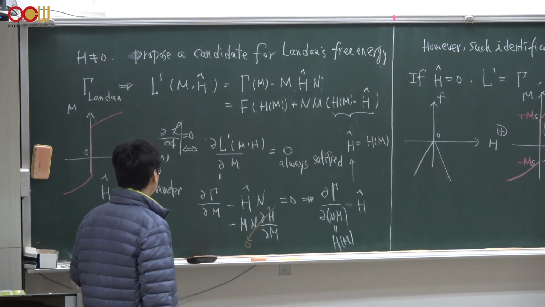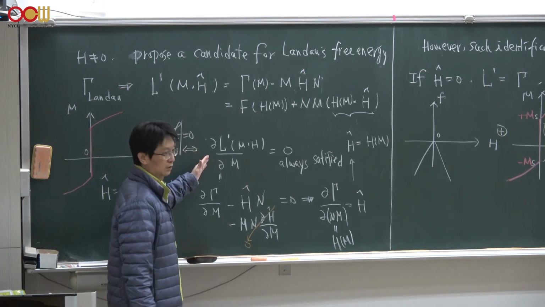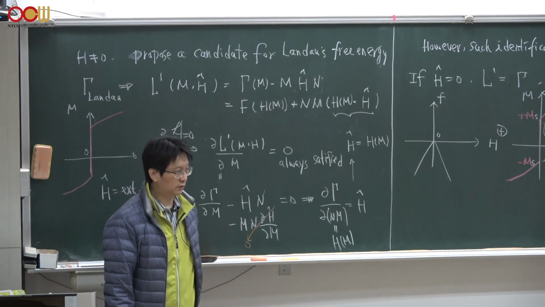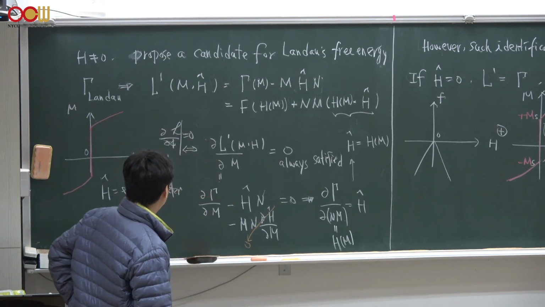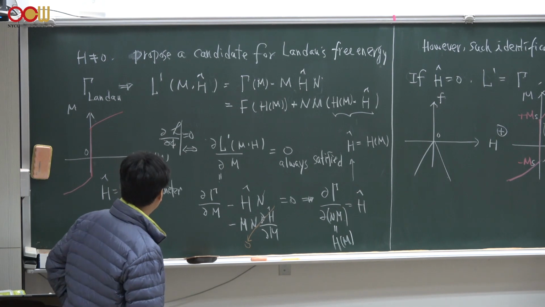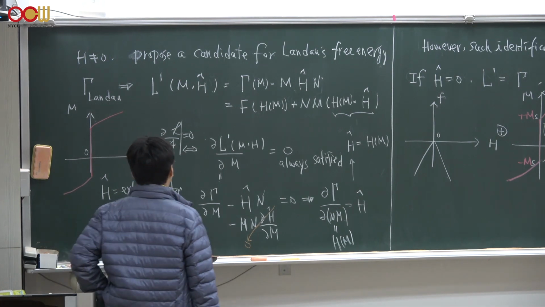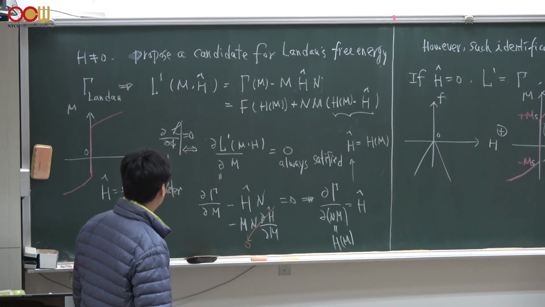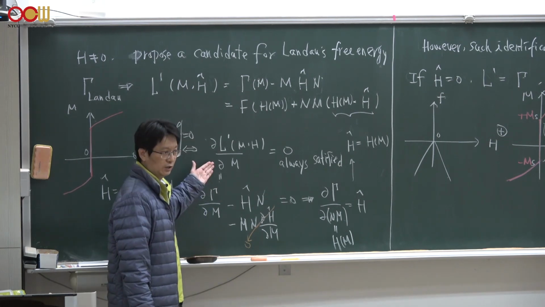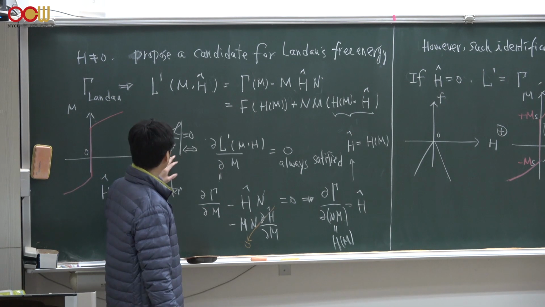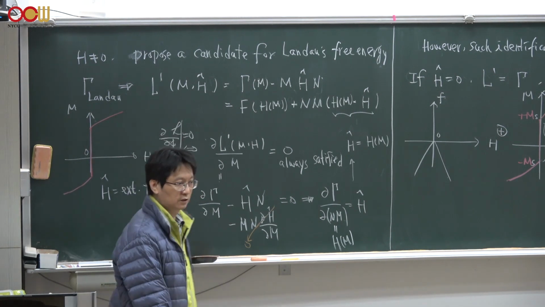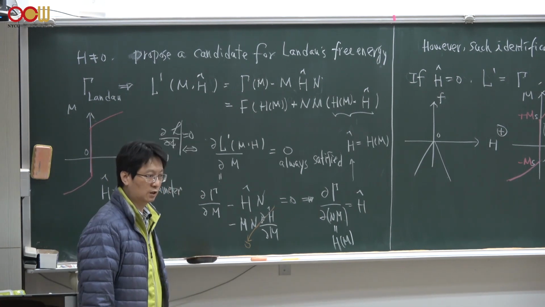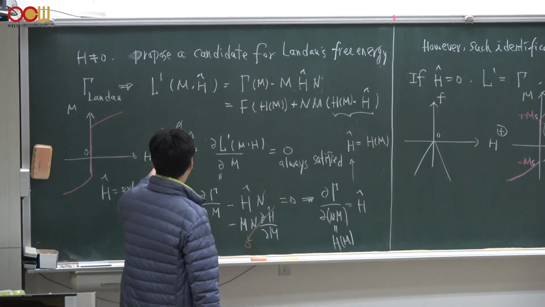So we can always satisfy this vanishing of the partial derivative of L prime with respect to the mean field magnetization. Okay, we can demand that this equation be satisfied, and we can always find a way to satisfy this mean field equation that we found by minimizing the Landau's free energy with respect to the order parameter phi.